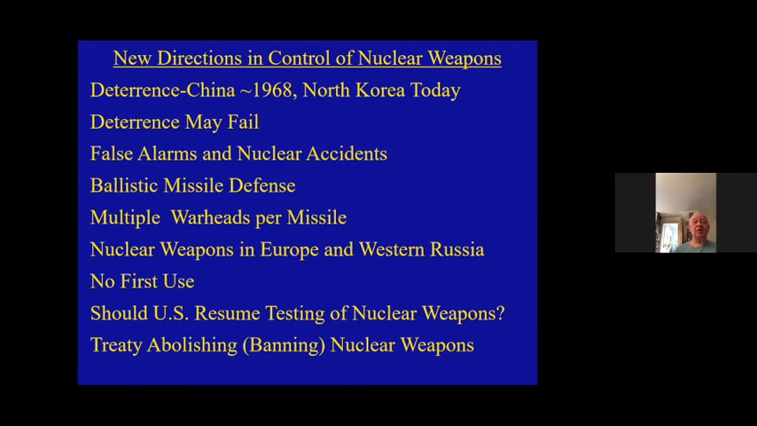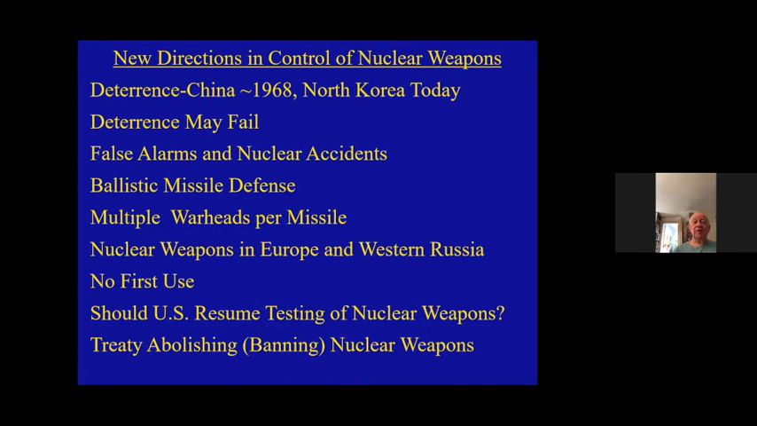So this is another subject now for political discussion and debate. Another is no first use, in which the US does not have a policy of no first use. Some other countries do. And there have been proposals that the US should resume nuclear testing. What would happen if we do is that other countries like China and Russia would very quickly resume nuclear testing, and probably other countries, India, Pakistan, etc.